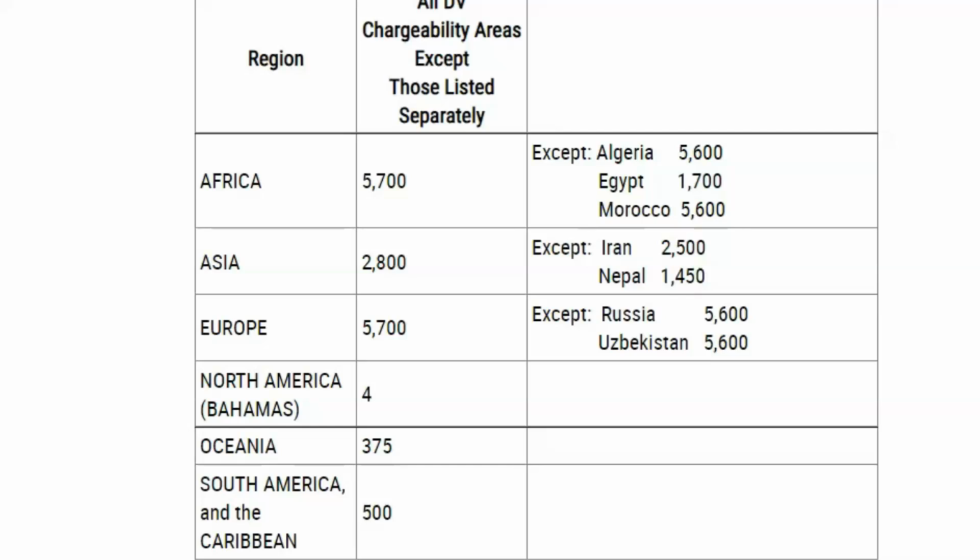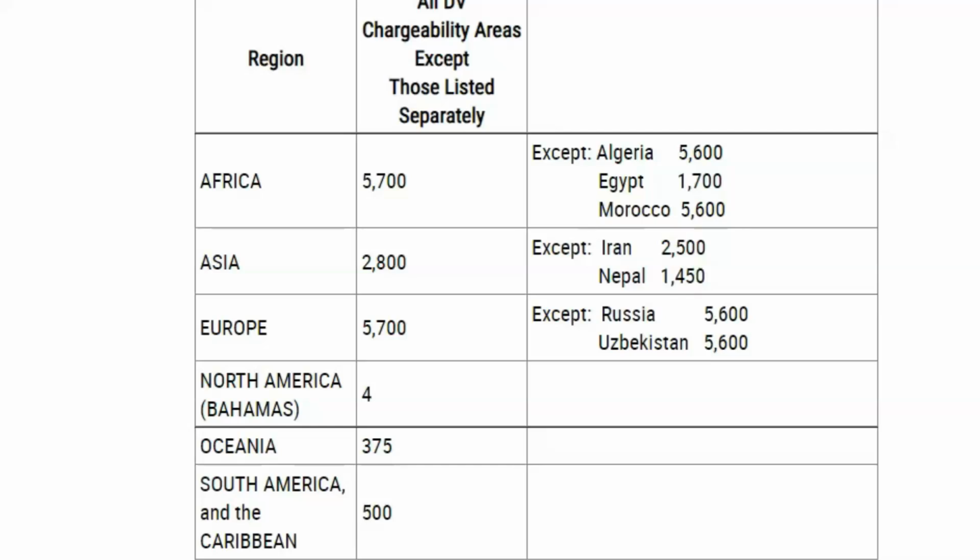In the case of Russia and Uzbekistan, your case number has to be below 5,600. For the North America region, it is 4. For Oceania, it is 375. And for the South America region, it is 500. So applicants that are chargeable to countries in these regions should take note of the cutoff that applies to each of those regions. And once their case number falls below the cutoff that is shown for their region, then they can look forward to receiving their interview notification during the second half of this month, provided that DS-260 has been processed.